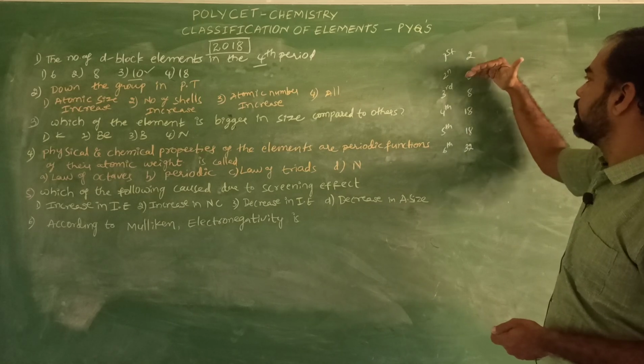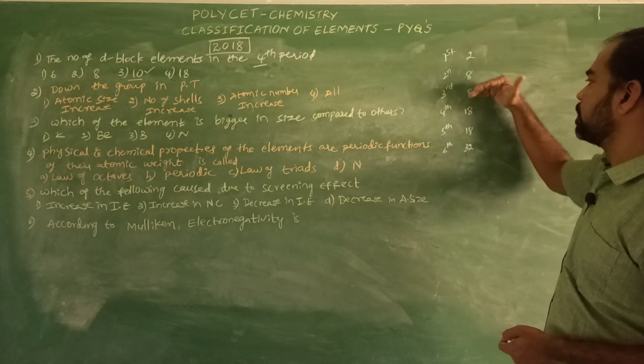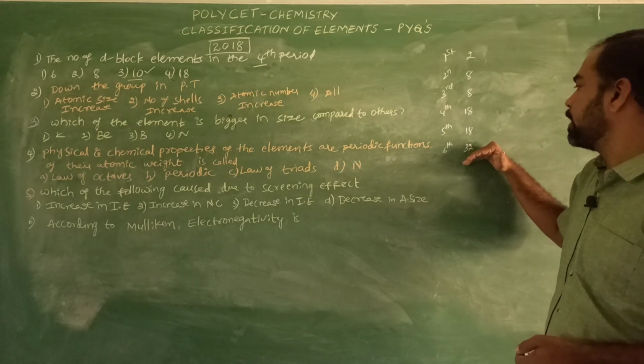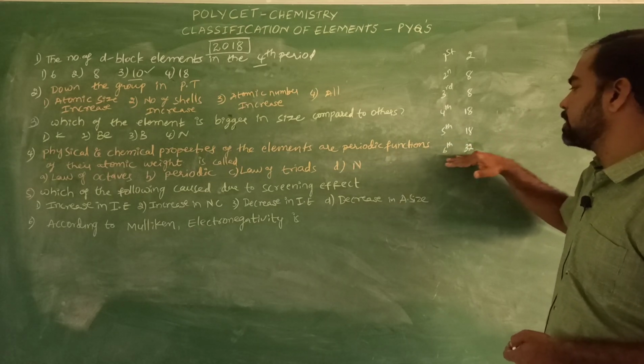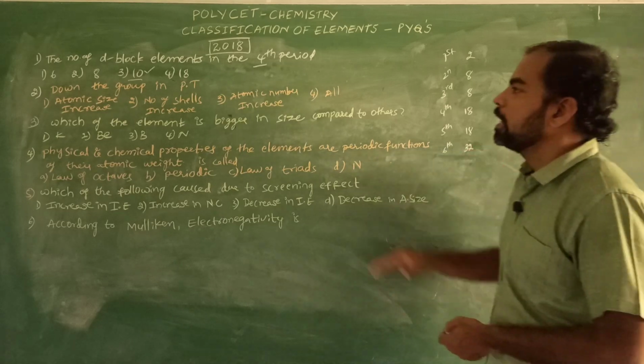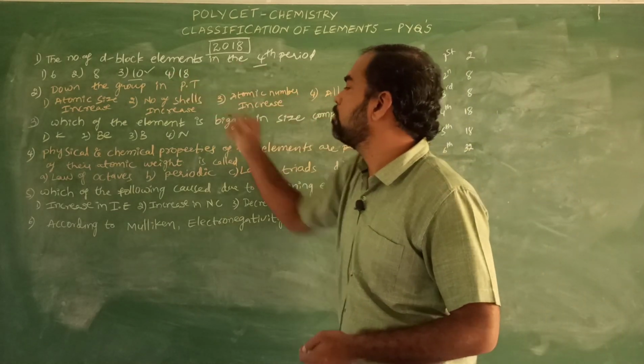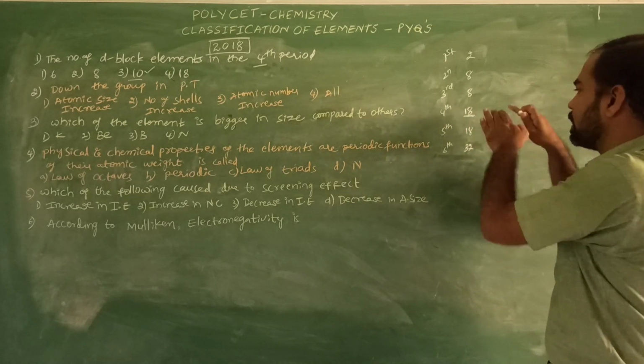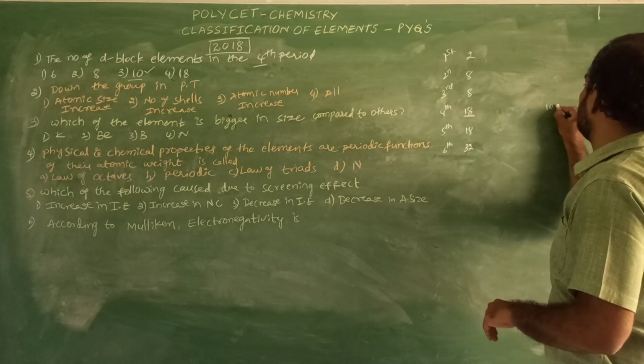So shortest period, first short period, second short period, first long period, second long period and the longest period in the periodic table. Remember the sixth period is the longest period. Okay students, here the question is in fourth period D block elements. Here the fourth period total 18 elements are present, but in 18 elements 10 elements belong to D block.